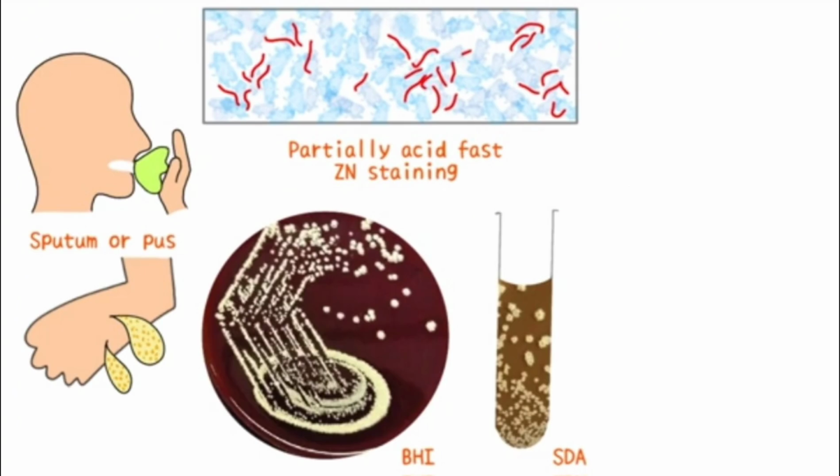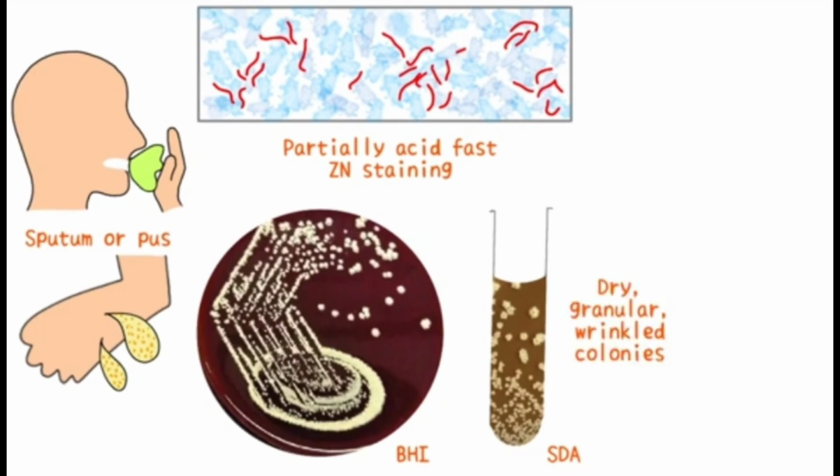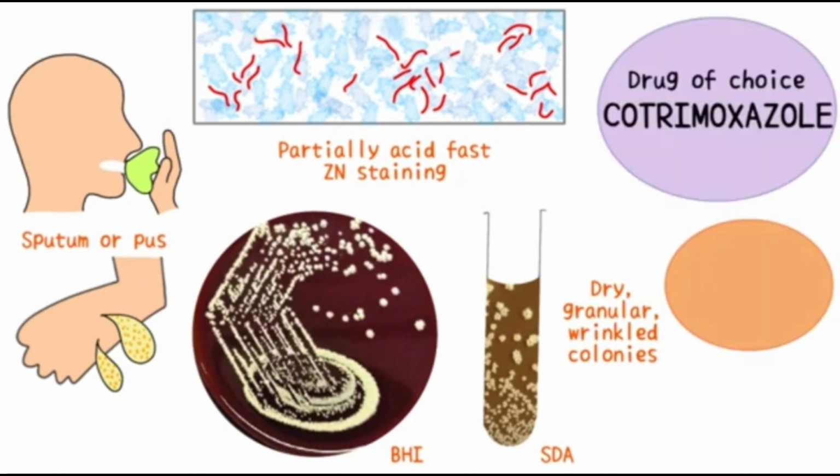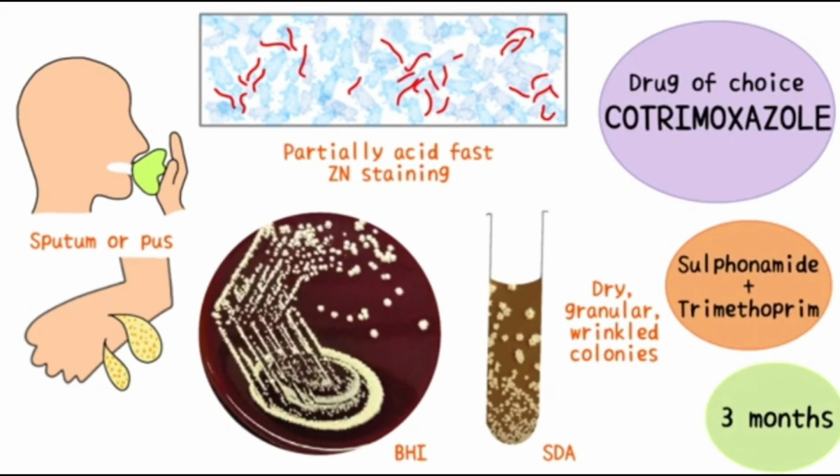Depending upon the form of infection, either sputum or pus is cultured, with ZN staining showing partial acid fast. Culture is on brain heart infusion agar and Sabouraud agar. You find the dry, granular, wrinkled colonies of Nocardia. And the treatment for nocardiosis, the drug of choice is cotrimoxazole, which is a combination of sulfonamide and trimethoprim. So for nocardiosis, you have the option of sulfonamide and trimethoprim, sulfonamides alone, or other options are ampicillin, minocycline, amikacin, and cefotaxime.